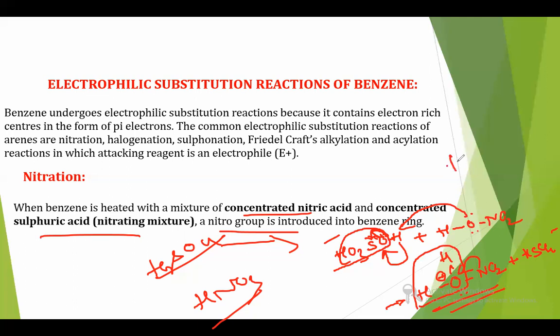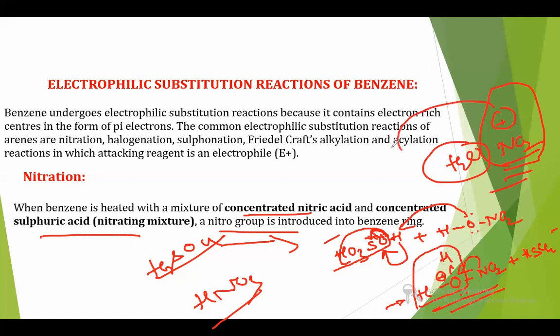H2O, water. If water is separated from this, what will be left behind? NO2. When NO2 donates electrons, it will form NO2 plus. NO2 plus is the nitronium ion. This is the mechanism of how it forms. The nitro group is introduced on the benzene ring.